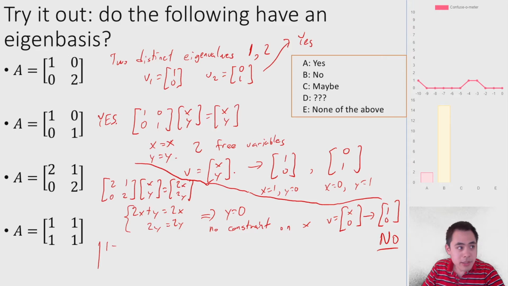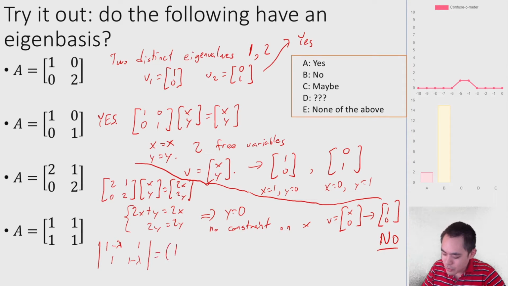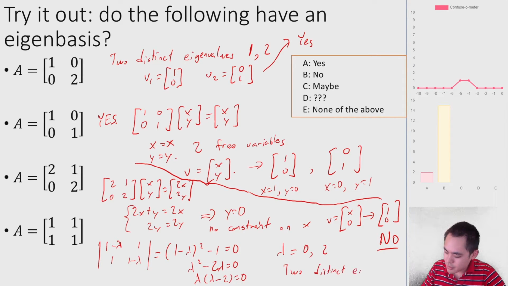So 1 minus lambda and 1, 1, 1 minus lambda. Because we want to compute the eigenvalues and eigenvectors, right? So what are the eigenvalues? The eigenvalues satisfy (1 minus lambda) squared minus 1 equals 0. So you get lambda squared minus 2 lambda equals 0, and lambda times (lambda minus 2) equals 0. So lambda equals 0 or 2, two distinct eigenvalues.